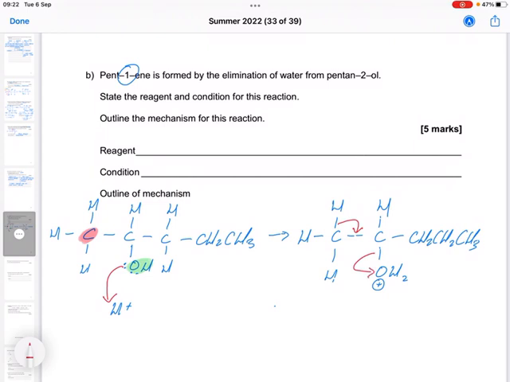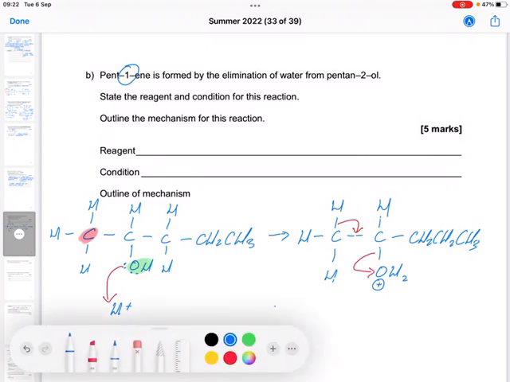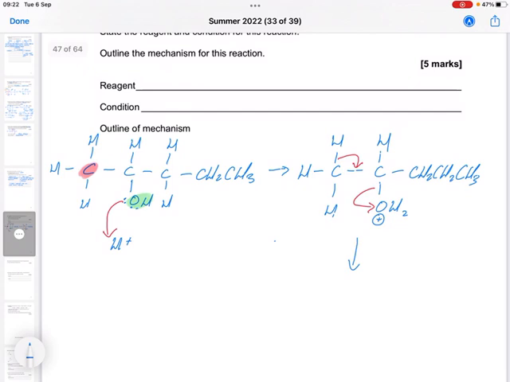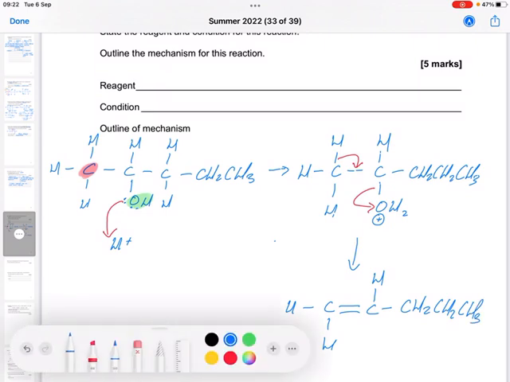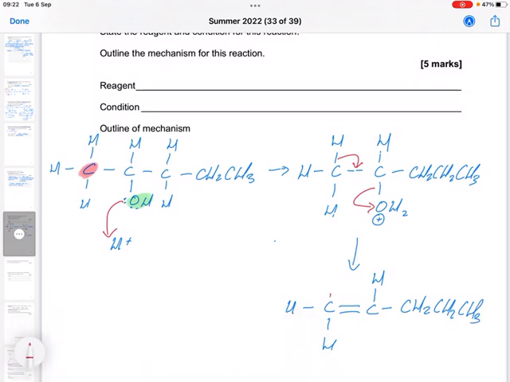So that gives me my final product. If I go down here, that's where my double bond is now. The water has gone, so I've got my hydrogen here, CH2, CH2, CH3, and you can see here that I have made my pent-1-ene. Okay.